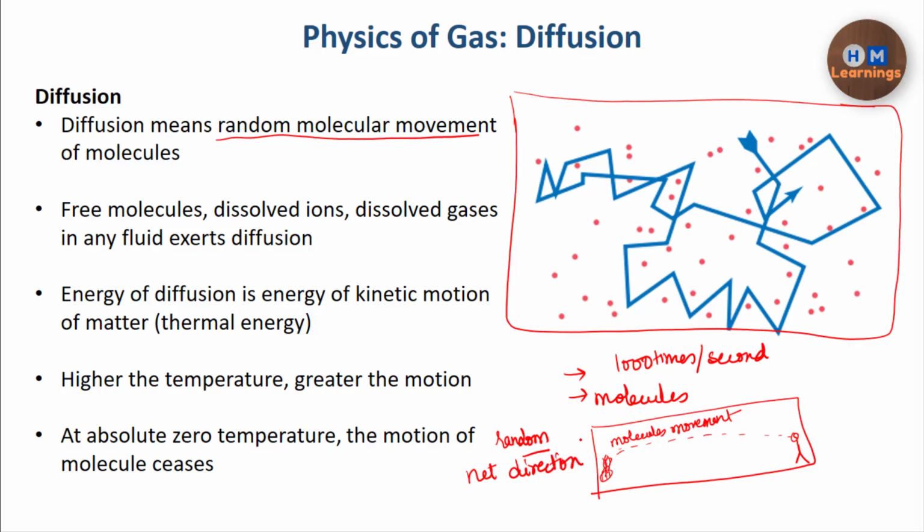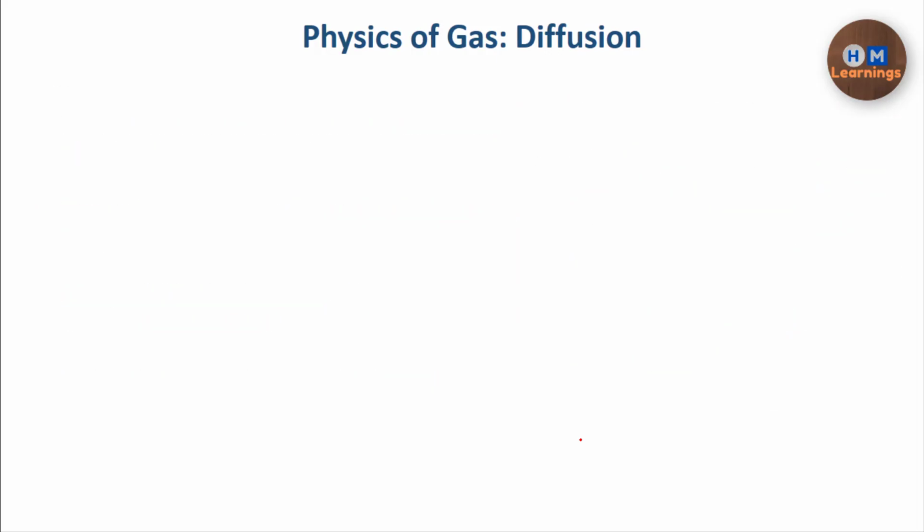Net direction means that, okay, after 1 second, I have given 1 second for all the molecules to move, and after 1 second I am trying to calculate the net direction in which they have moved. So how is the net direction decided in the case of diffusion? That is the next question. So now suppose you have two sides. This is a barrier.